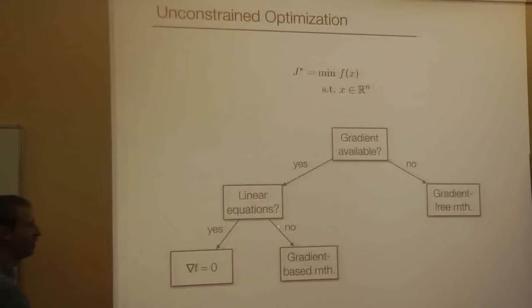If the gradient is nonlinear, we can at least use gradient-based methods like the Newton method. If the gradient is not available at all, then we at least have those gradient-free methods. But the point is that all these algorithms only work in the absence of constraints. If we do have constraints, the situation is much more complex.